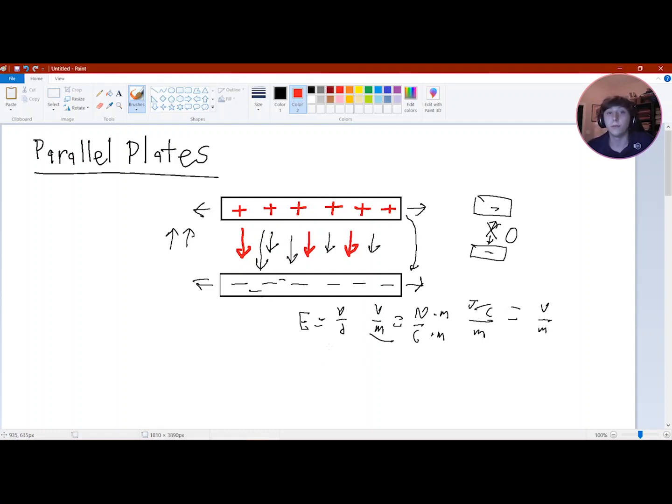In order to calculate force, it is actually calculated the same way point charges are calculated, where force is equal to the electric field strength times the charge of the particle.